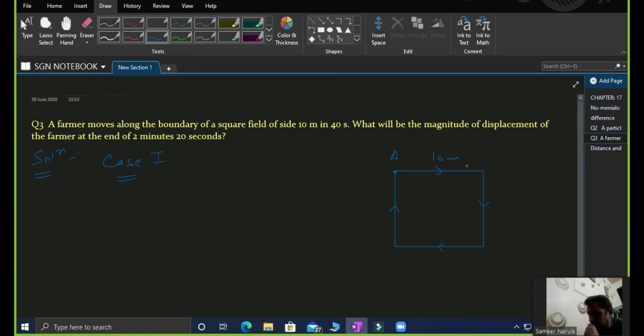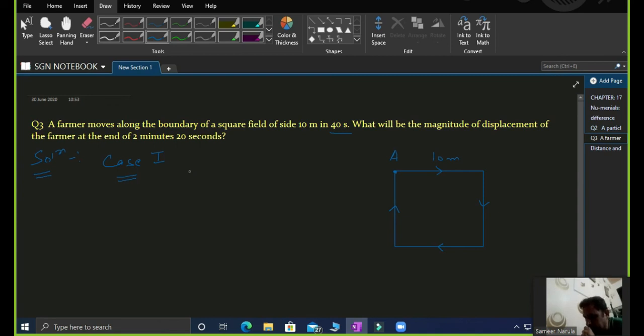Okay. So this is 10 meter. It is a square. All sides are 10 meter. So one distance around the square is covered in exactly 40 seconds. I mean, around the square, in 40 seconds, he moves 40 meter. That is the first thing that we have to understand about this one.